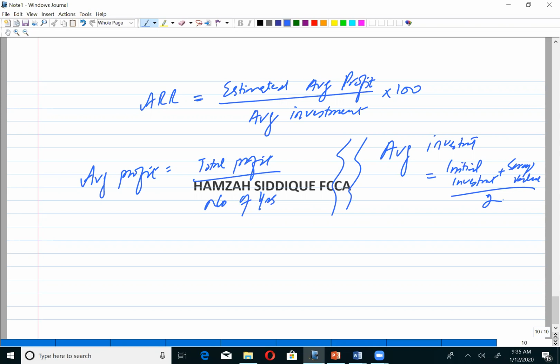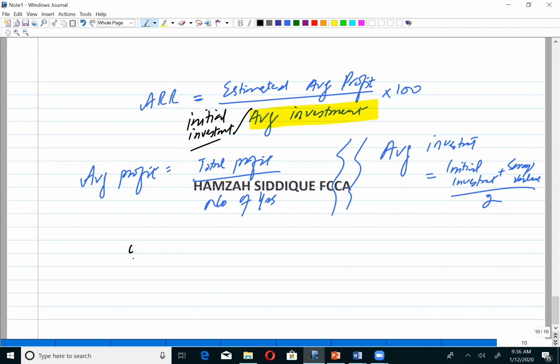Sometimes, students, you may find it divided by initial investment instead of average investment. Remember, average investment is preferable to your examiner. The answer will be different in both ways. If you use only initial investment, the answer will be different. But average investment is preferable to your examiner. Now, let us try to understand it by an example.